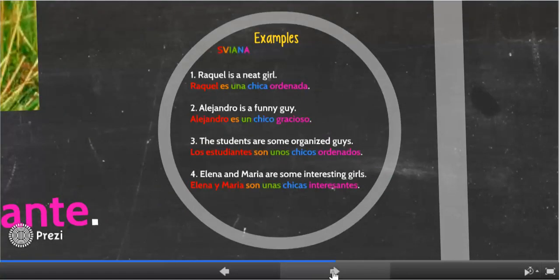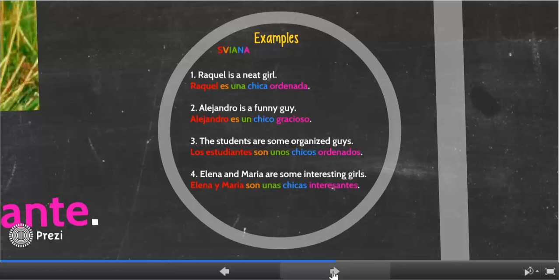Alright, here are some examples using Sviana, which I have color-coded for you. Okay, if you wanted to say Raquel is a neat girl, you would say Raquel es una chica ordenada. Subject, Raquel. Verb, es. Una, indefinite article. Chica, noun. Ordenada, adjective. Okay.